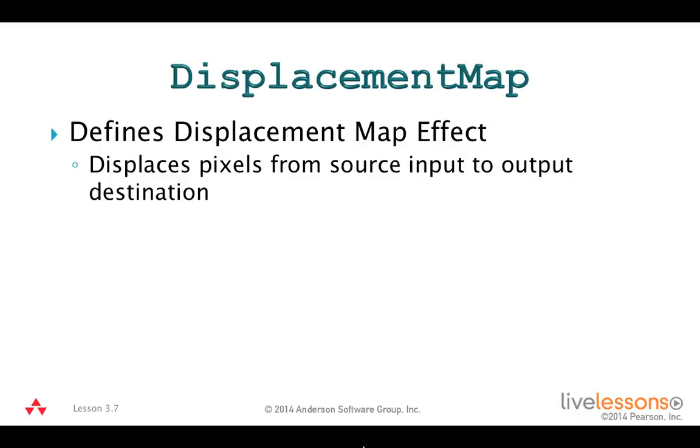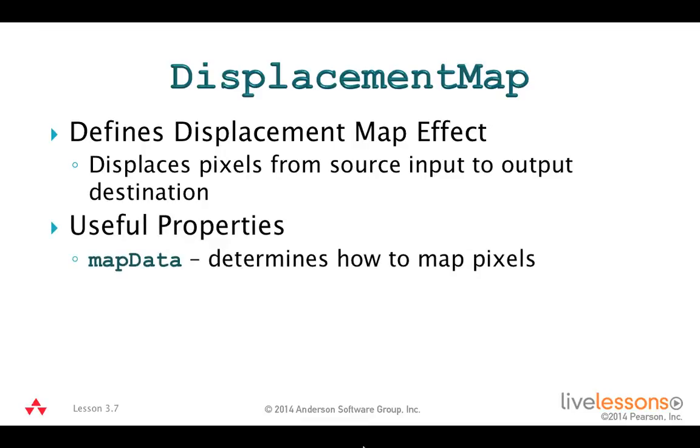To do this, you use a 2D map with offsets and scale factors. Specifically, the Displacement Map effect displaces pixels from an input source location to a different position in the output destination. Here are the properties. mapData, which determines how to map the pixels.